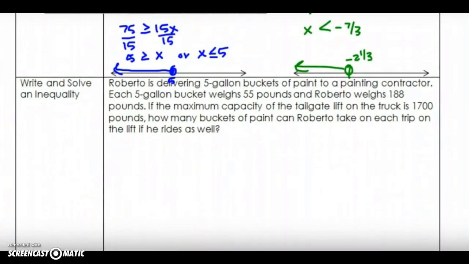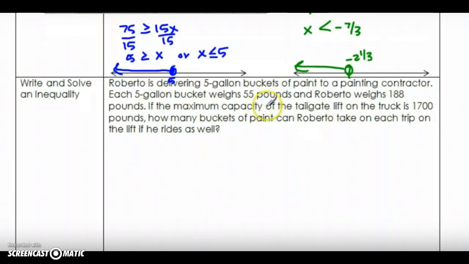Roberto is delivering 5-gallon buckets of paint to a painting contractor. Each 5-gallon bucket weighs 55 pounds. Roberto weighs 188 pounds. If the maximum capacity of the tailgate lift on the truck is 1,700 pounds, how many buckets of paint can Roberto take in each trip?